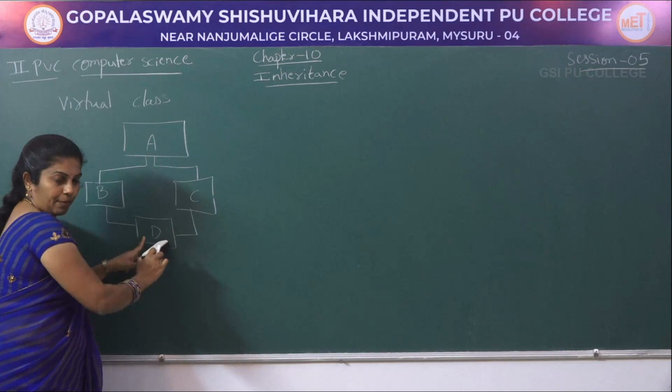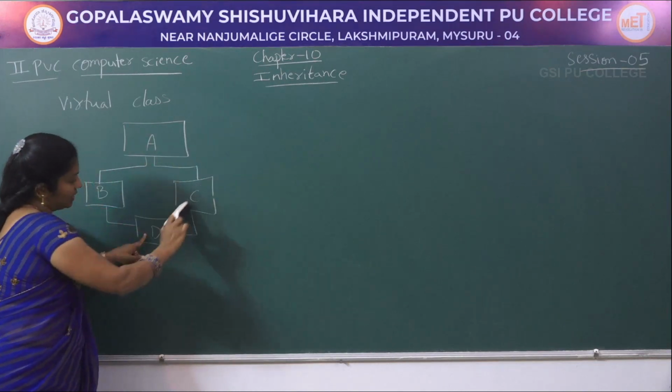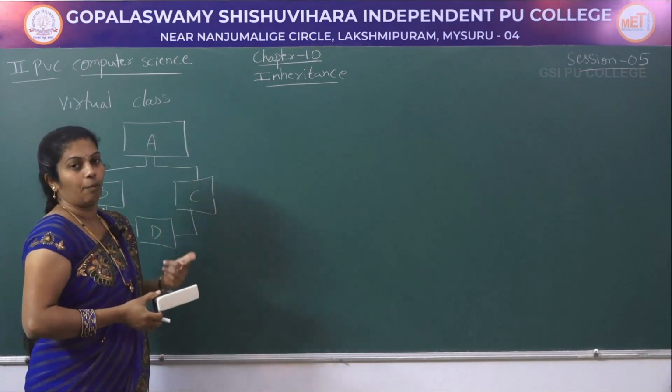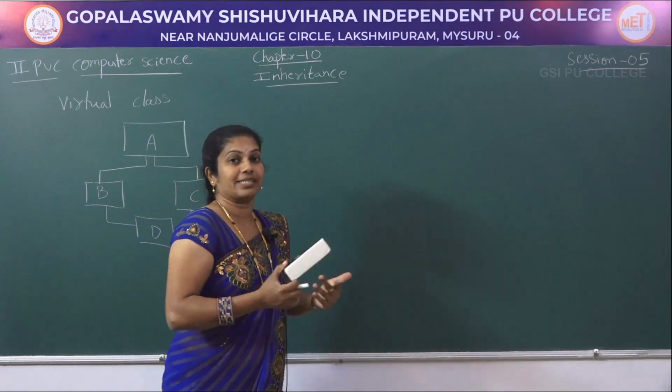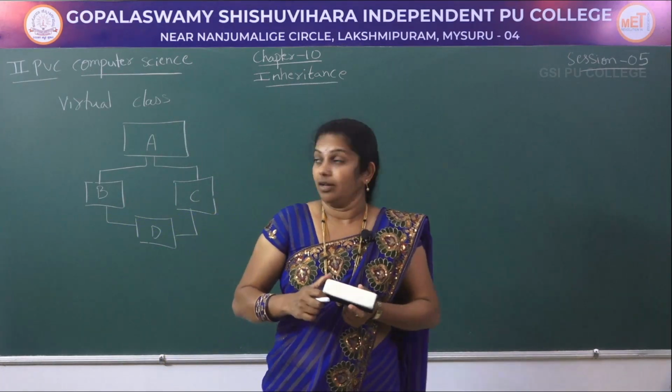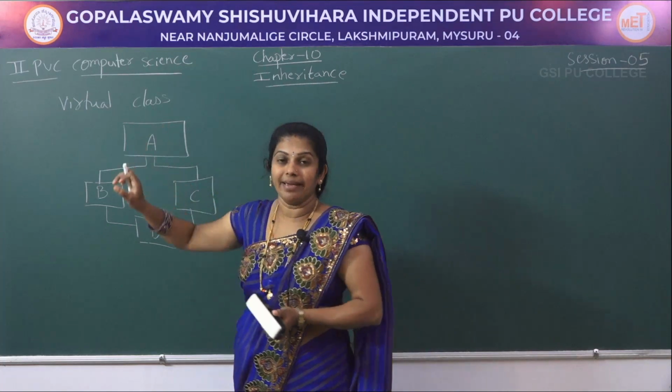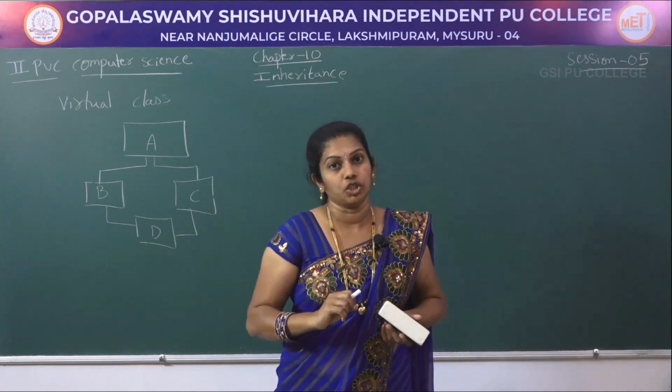Here one time it will copy, and once again when it is coming from this side, the A properties are copied here. The multiple copies can be avoided for the same base class by making the base classes virtual.